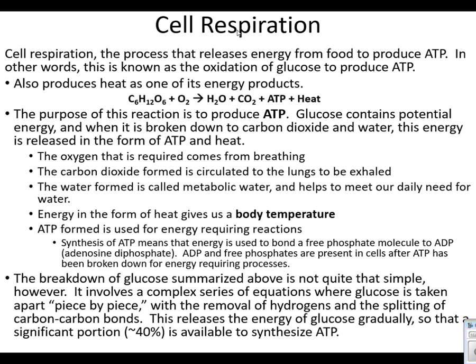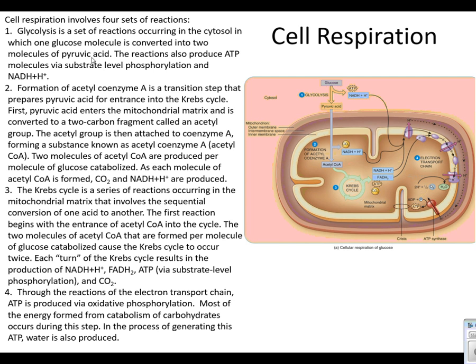ATP, as we know, is adenosine plus 3 phosphates, formed when you take a phosphate and add it to ADP, which is adenosine diphosphate. Breakdown of glucose summarized above is not quite that simple. However, it involves a complex series of equations where glucose is taken apart piece by piece, removing hydrogens and splitting the carbon-carbon bonds, thereby eventually releasing energy of glucose gradually, so that at least a significant portion, around 40%, can be made into ATP.